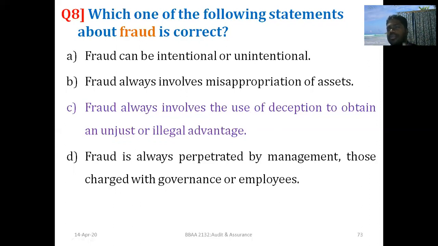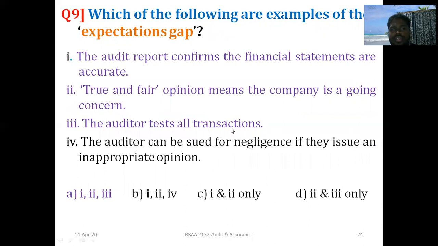So that's why, another time, I stress to you all: when you read the handout, you have to understand. Two times is enough if you understand things thoroughly. So take your time, read the handout and understand. So here, fraud involves the use of deception to obtain an unjust or illegal outcome. That's all. What about D? There's no need to go further. The answer is C. Then we will move to question number nine.